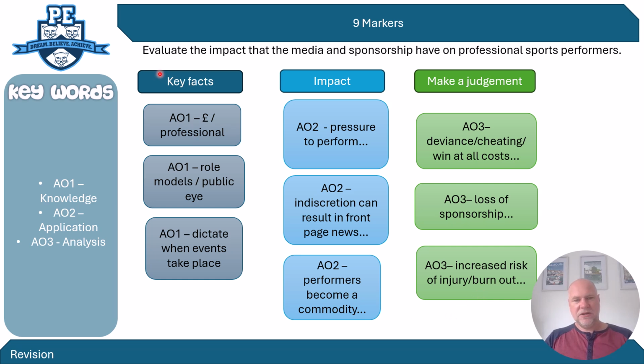So that's a nice, simple 9-marker. And when we break these 9-markers down, I want to break into the AO1, the key facts. And this question is sort of like the impact. We've got to look at this question as its impact. And then always just finish off with a judgment. Is it good? Is it bad?